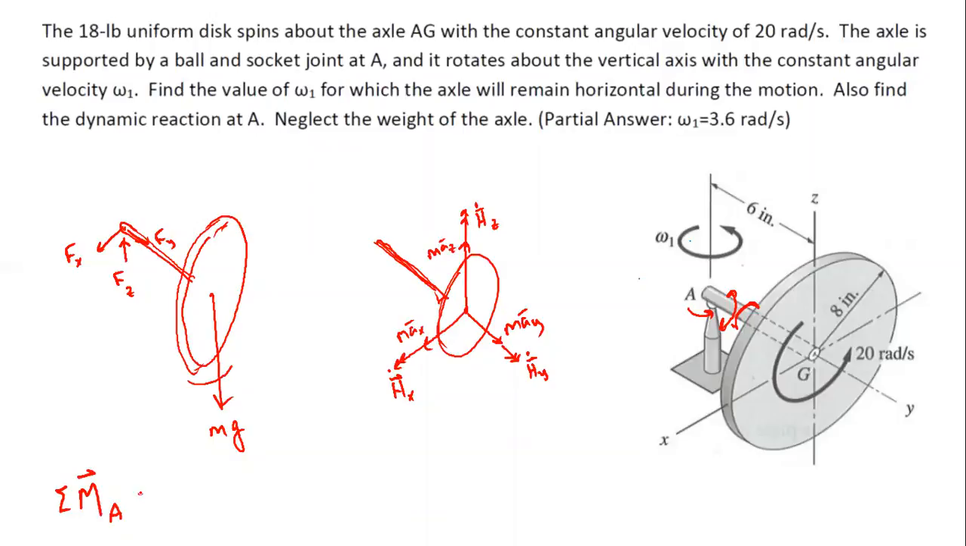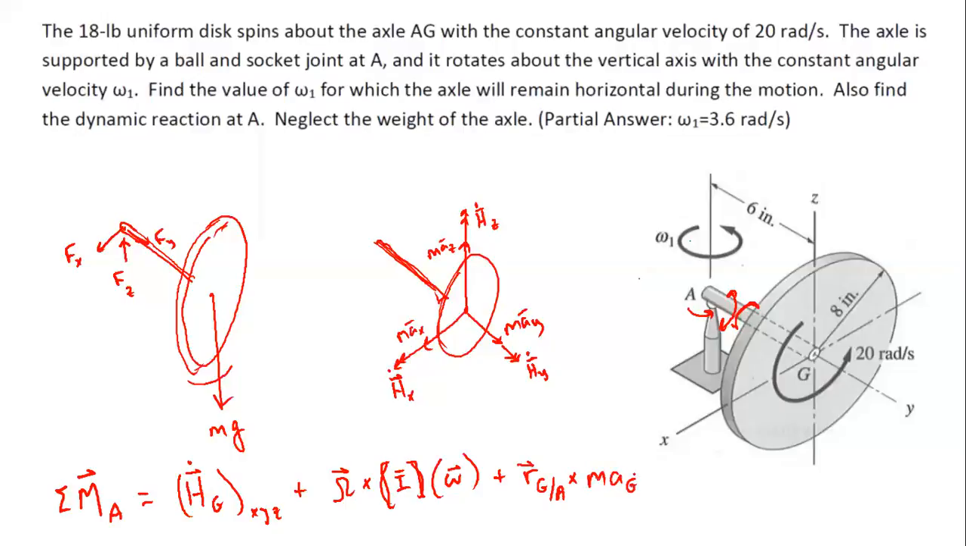So if I sum moments about A, then I can do, again, with this whole deal where I have, well, what is H? Excuse me, I can do H dot of G about the local frame, plus now I can do my capital omega crossed into my I times my omega, plus I see about an R from A to G crossed into M A G. Okay, does that make sense to everybody?